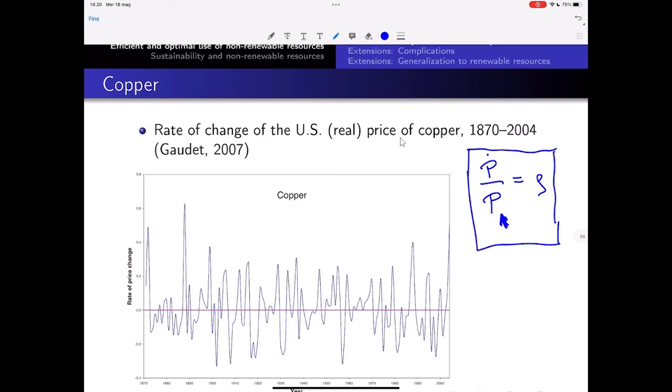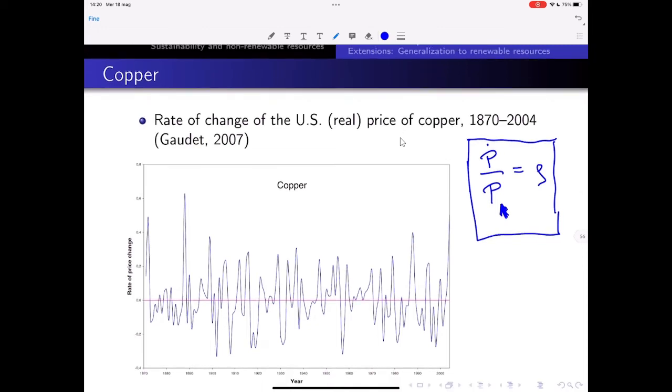So what one should see in the data is that the prices of certain non-renewable inputs grow at an exponential rate. Some authors have looked into this, and I'm just going to show you some data on it, even though I'm not going to test the theory. I'm just going to see whether the prediction is supported by the data or not.